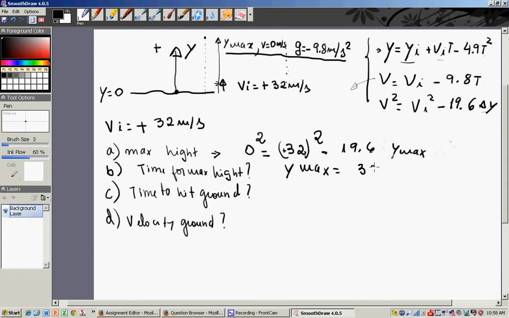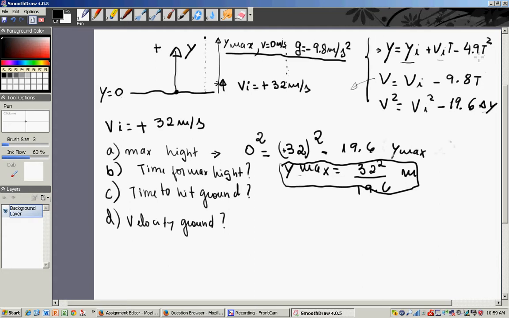And then I can figure out my y max. My maximum height is 32 squared divided by 19.6 meters. And then you go to your calculator, or if you want to train your math skills, you just multiply 32 by 32 divided by 19.6. Okay?